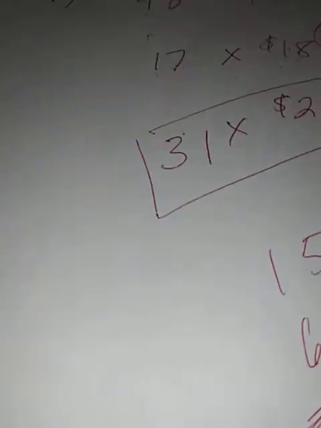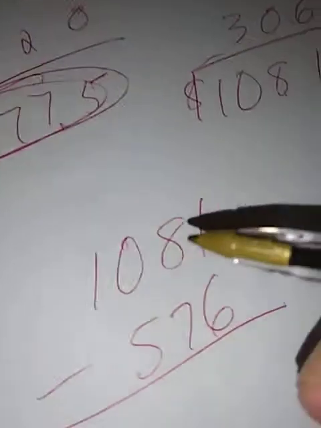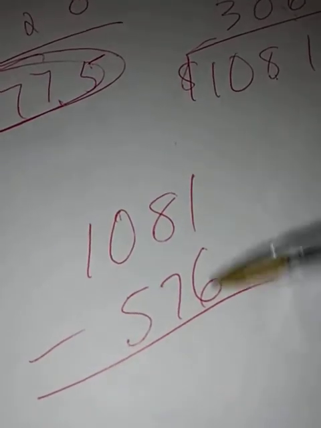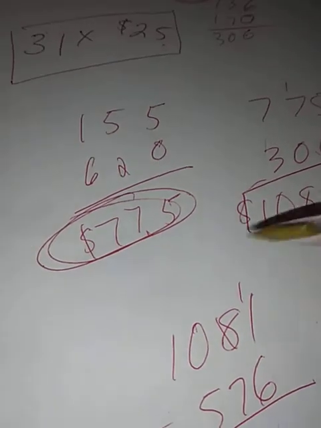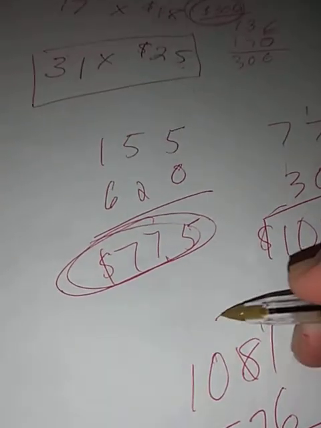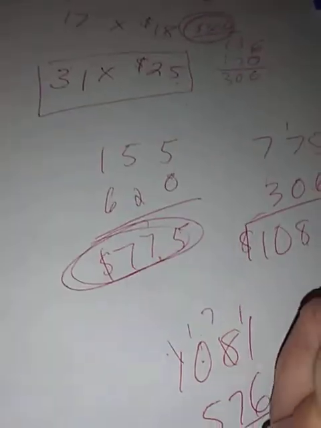His profit is what he sold them for minus what he bought them for. So we subtract these two. You have to borrow from the 8. This becomes 11. 11 minus 6 is 5. This is 7, this is 0. Then you have to borrow from the 1. This becomes 10. 10 minus 5 is 5. So his profit was $505. That's the final answer.